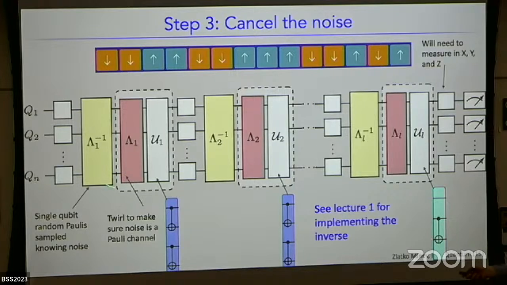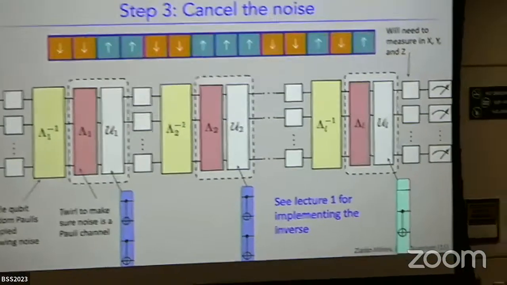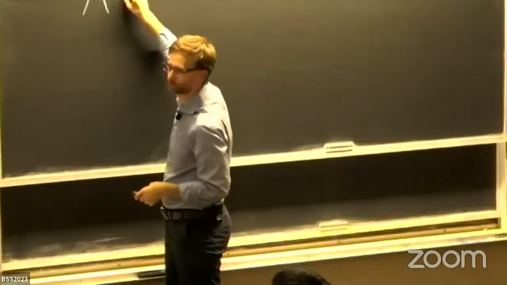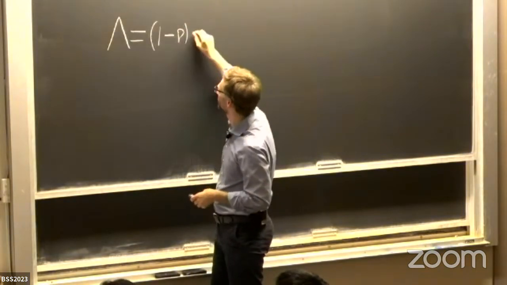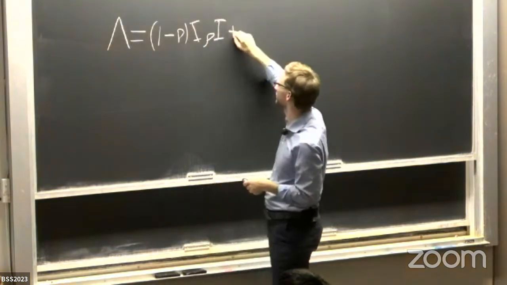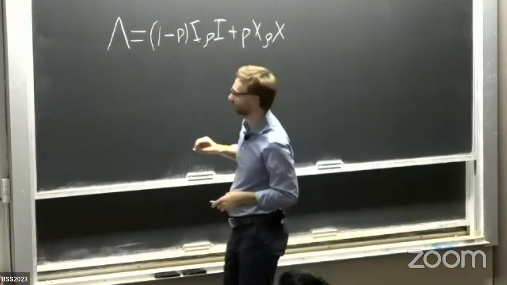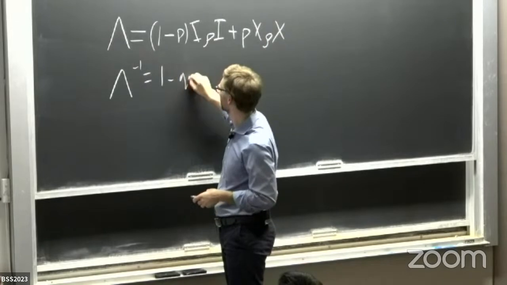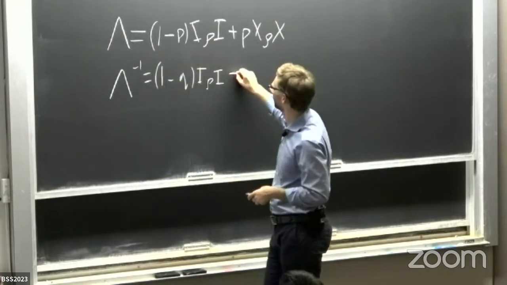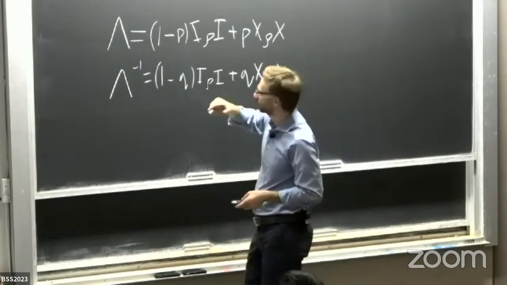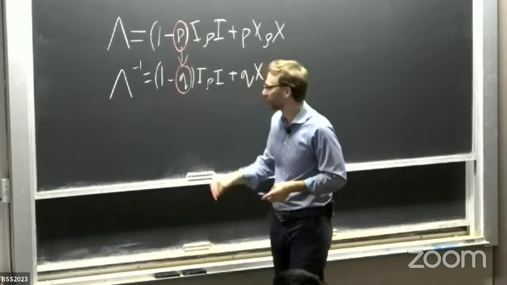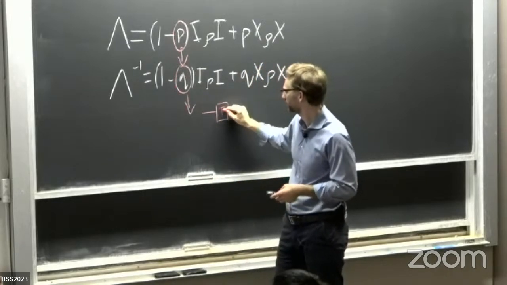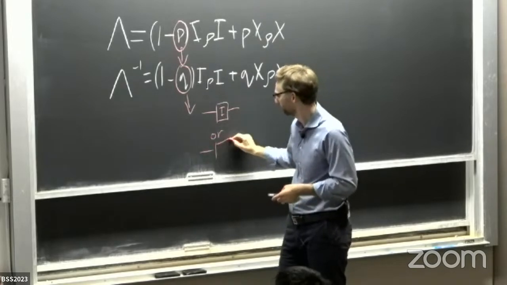Which one? Yes. So if you remember in the previous lecture, we showed that, let's say lambda was a bit flip channel, then it would have been one minus P times I rho I plus P X rho X, right? And we showed that the inverse is equal to one minus Q, I rho I plus Q X rho X. So in the previous slide, we learned P. That allows us to compute Q, and that allows us to construct circuits which will either sample the identity here or with some probability will sample the X gate.